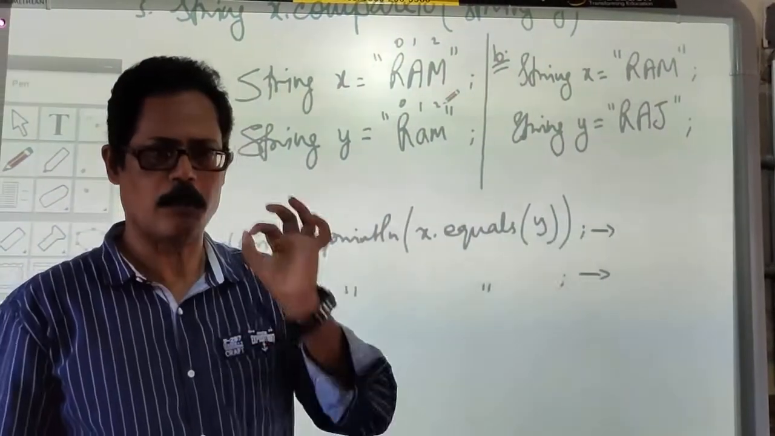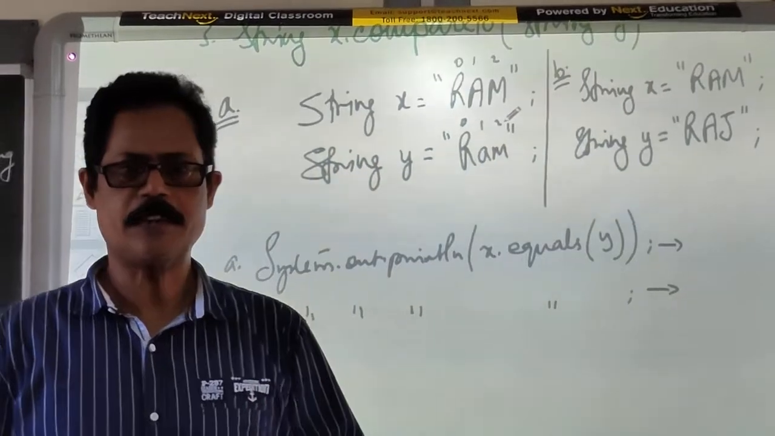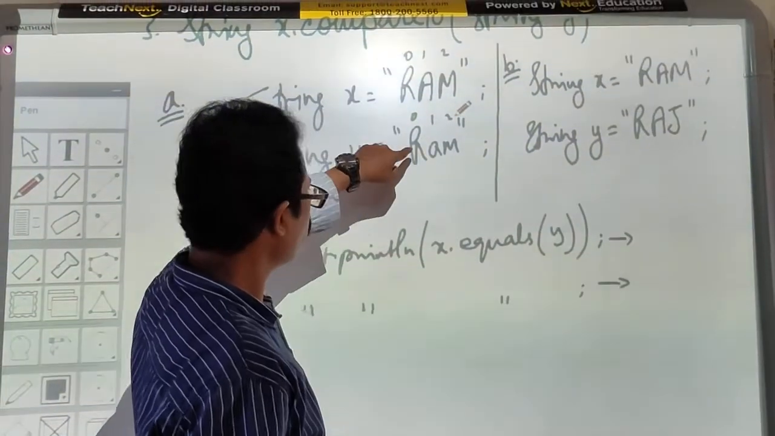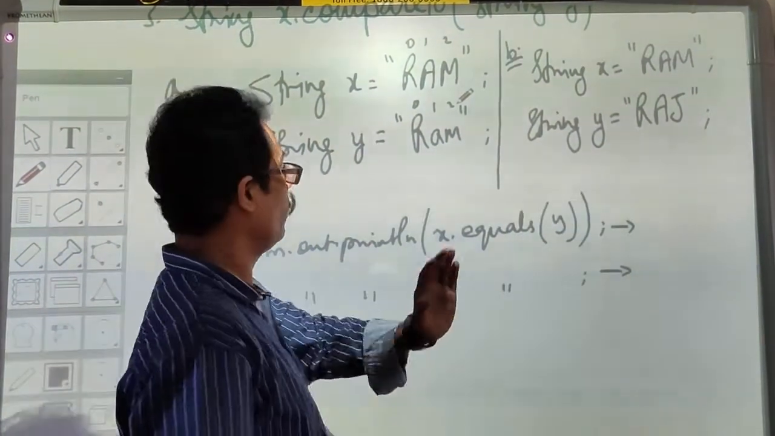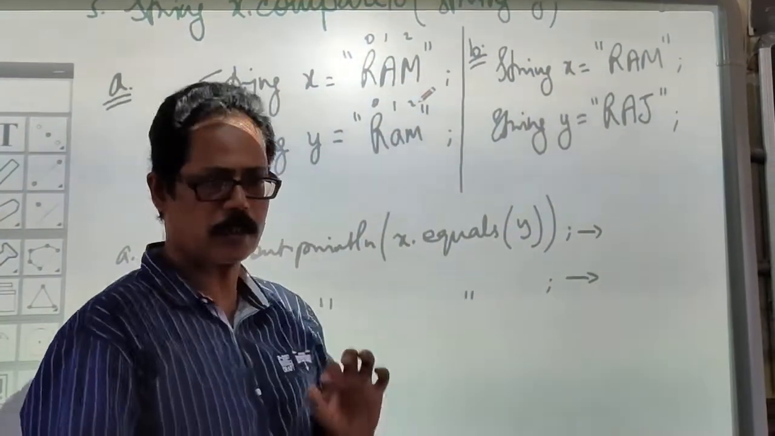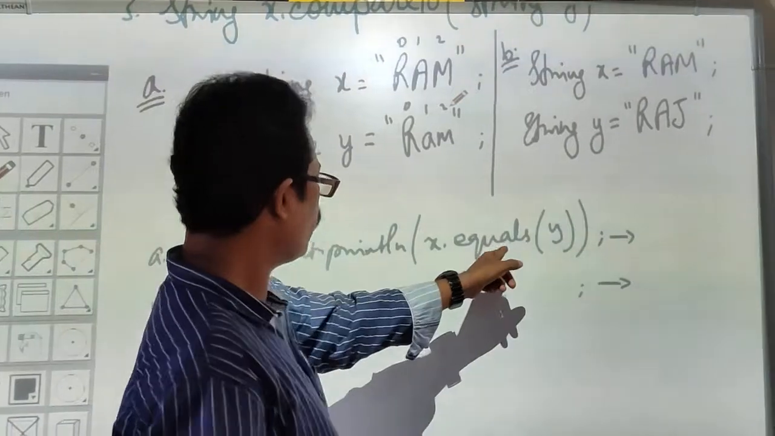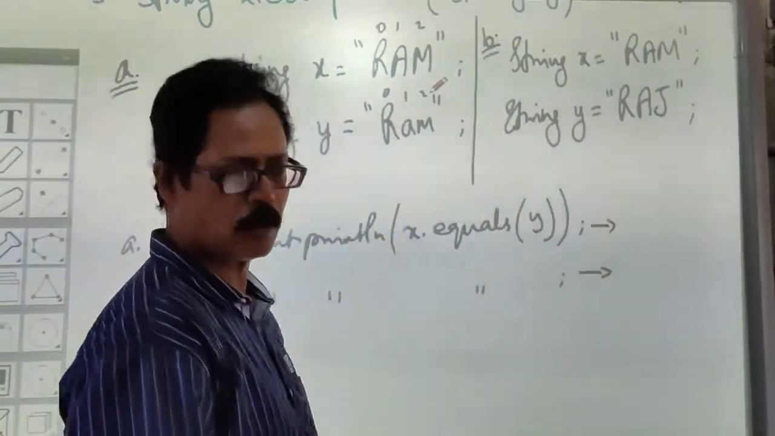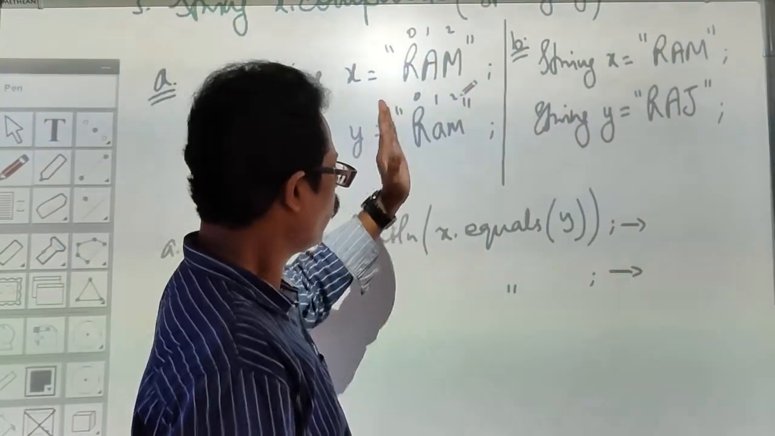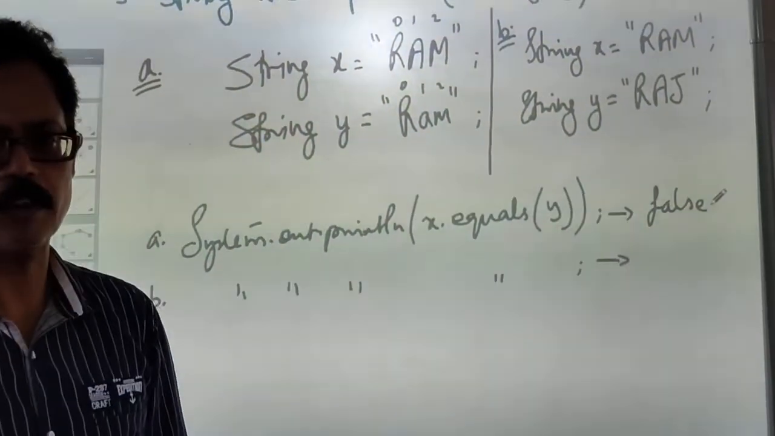Another important feature of equals is that it is case sensitive. It differentiates between uppercase and lowercase. Here, first of all, R and R are compared, there is no difference, same case, same letter. Then in the second part, there is a difference between capital A and small a. The moment there is a difference, the control will move out straight away. Since there is a difference at index 1, this will return false. We will get false as a result.